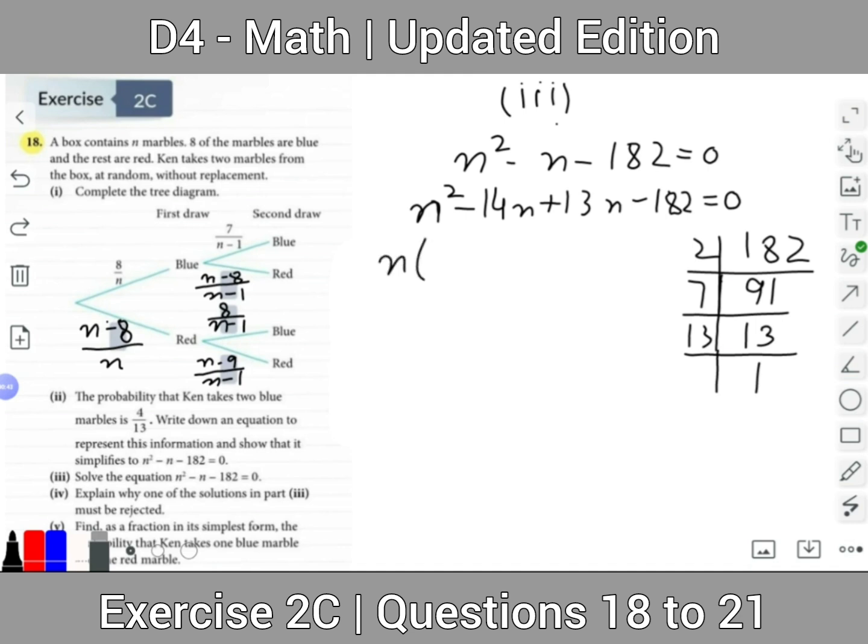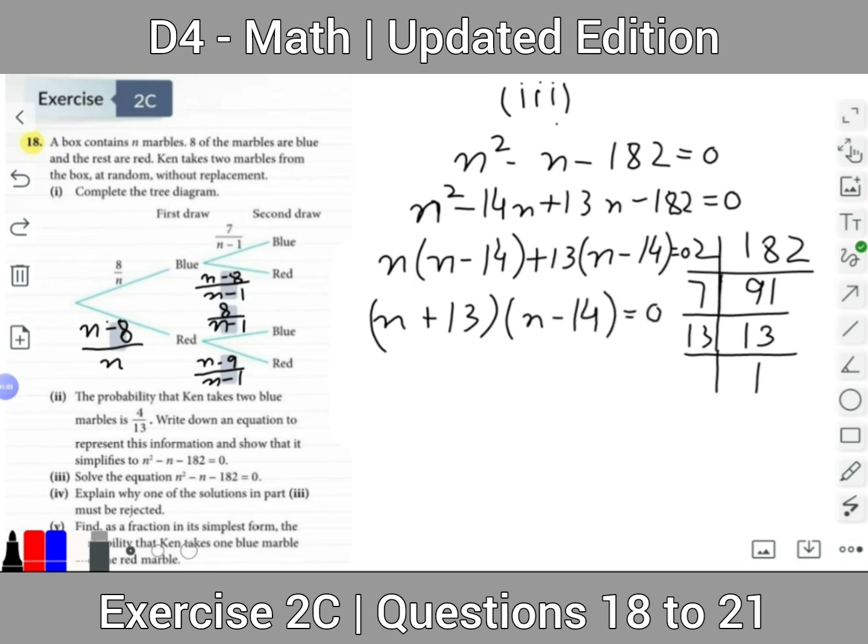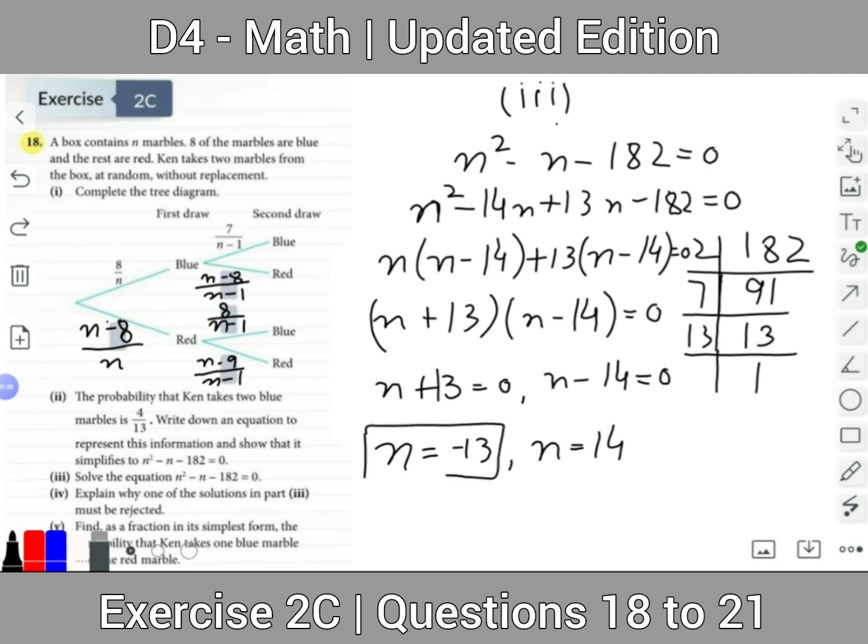Now we take n common from n square minus 14n, and plus 13 common, and here we have n minus 14 is equal to 0. Now we have n plus 13 and n minus 14 is equal to 0. So here we have two factors: n plus 13 is equal to 0 and n minus 14 is equal to 0. The first equation gives us n is equal to minus 13, and the other one gives us n is equal to 14. So here we have two values for n: n is equal to minus 13 and n is equal to plus 14.